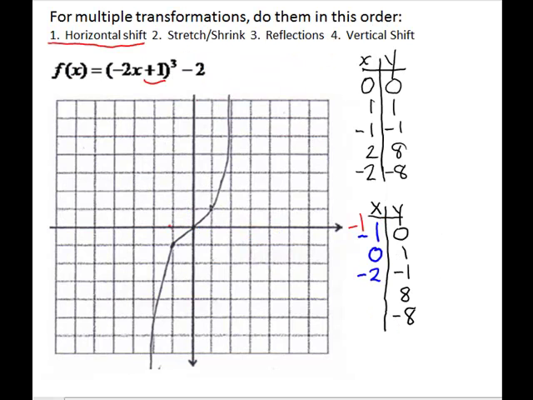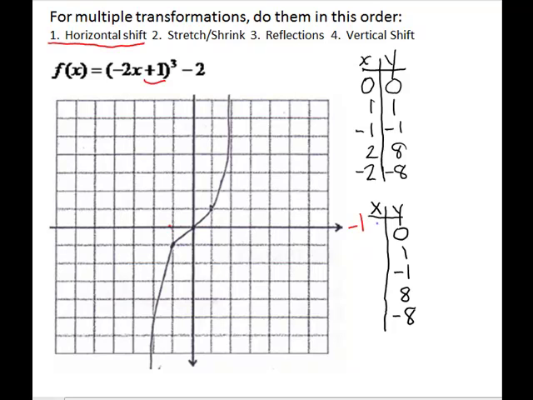For multiple transformations, we will do them in the following order. First, we will do a horizontal shift. Second, stretch or shrink. Third, reflections. And last, the vertical shift. So, we're working originally here with our x cubed graph. And the first thing we'll do to it is work on the horizontal shift. We're inside with the x. It's a +1. So we're going to go to the left one, which means we're going to subtract 1 from our x coordinates.